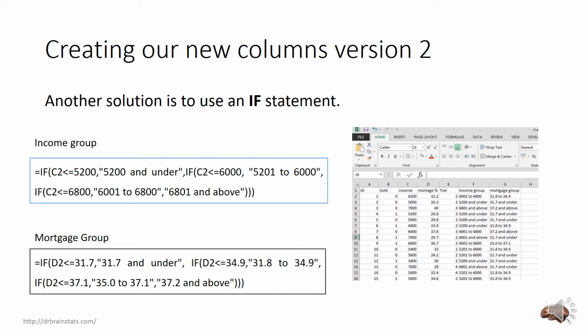Now we have a comma. This tells us the next if statement. And after that, another comma. We have our next statement. And lastly, because there's no if statement after that, just a comma, it is 6801 and above, our final burn. Now, please note the number of brackets at the end, otherwise this will cause it to error. And repeat for mortgage.